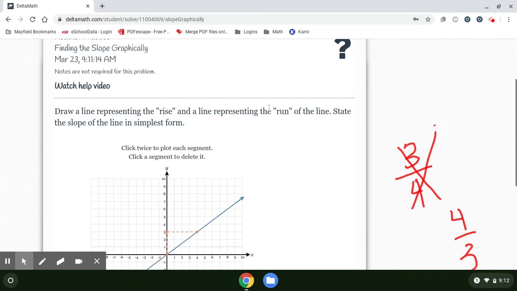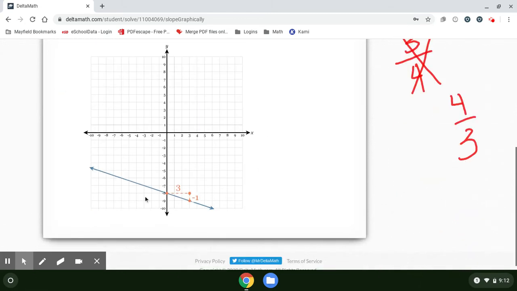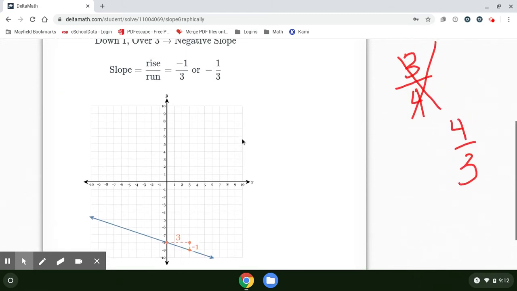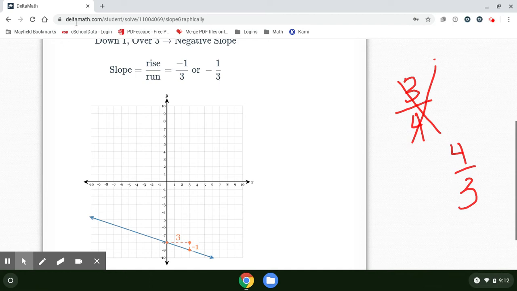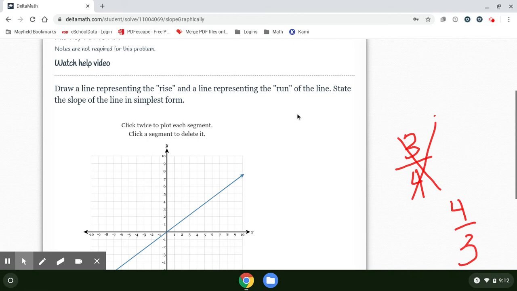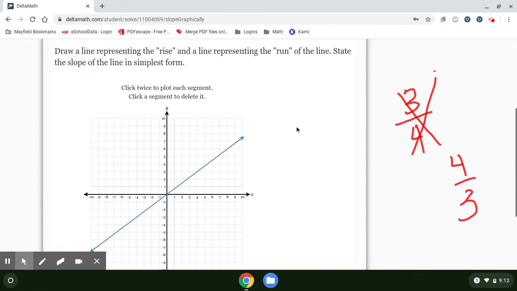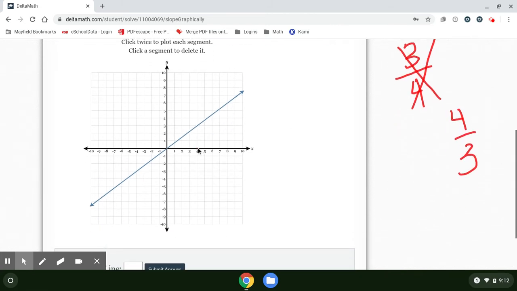If I'm really not sure, I can click show example and look at what they did. That may be enough to make me realize that I wrote them in the wrong order. I'm going to go back to the other problem. Oh, what happened? It took my lines away, so I need to do those again. I'm going to click on the 1, go up to 3, click on the 3, go right 4.